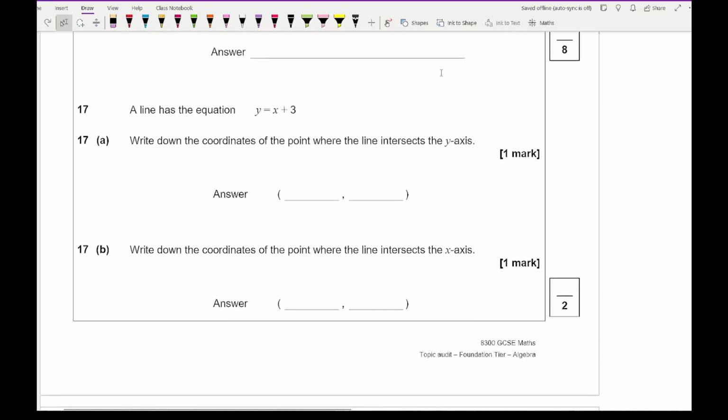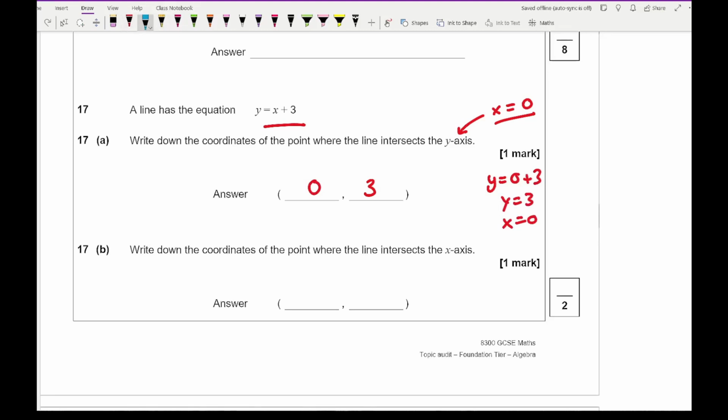Moving on to question 17, it says that a line has the equation y equals x plus 3. Write down the coordinates of the point where the line intersects the y-axis. Now where it intersects the y-axis, that's when x equals 0. So if I substitute x equals 0 into this, I end up with y equals 0 plus 3, which is 3. So y equals 3, and x equals 0, so the coordinate then is 0, 3.